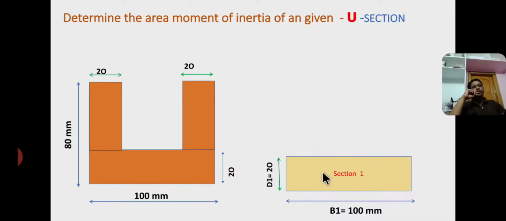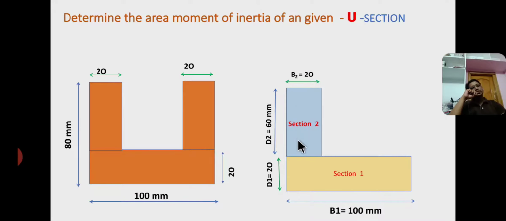Okay, so now I consider this left side rectangle as section 2. Section 2 having dimensions base b2 equal to 20 mm and height from here to here. I consider from here to here, that is 80 minus 20, that is 60. So that depth d2 equal to 60 mm. Okay, this is section 2.